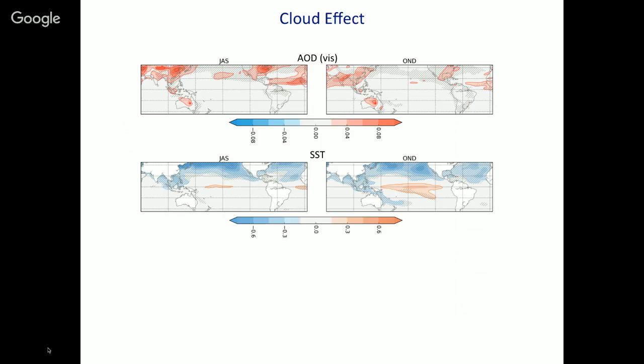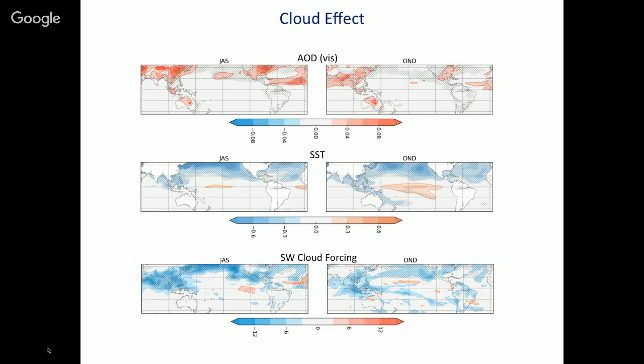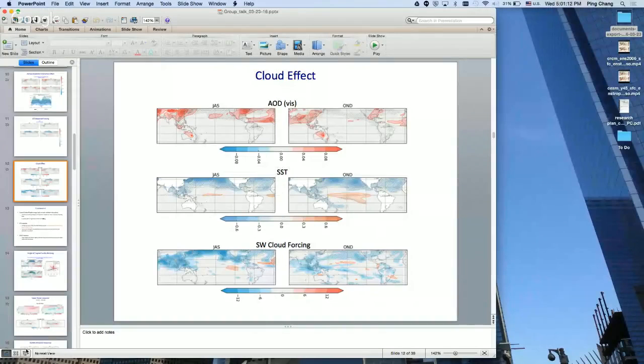It also shows up in, so this is the same SST response in JAS. It shows up in the aerosol optical depth, as well as in the cloud forcing. So it's all connected. It's something interesting we could look at. Just switching back.